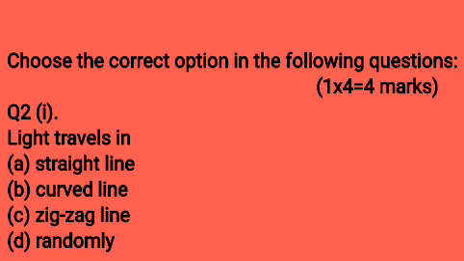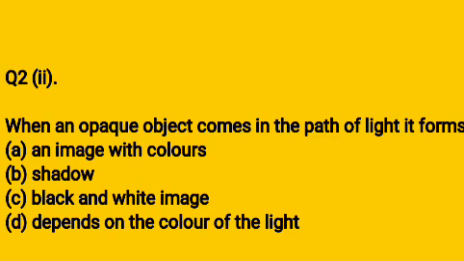Now we are going to see the second part of question 2. This is also to choose the correct option. Choose it and write it. The question is, when an opaque object comes in the path of the light, it forms. Now the four options given are A, an image with colors, B, shadow, C, black and white image, D, depends on the color of the light.